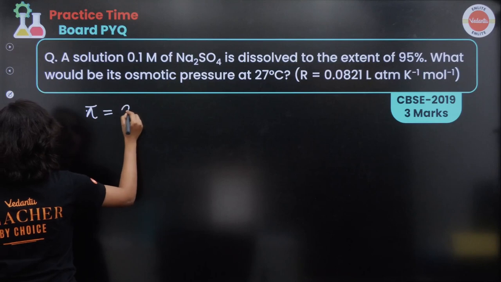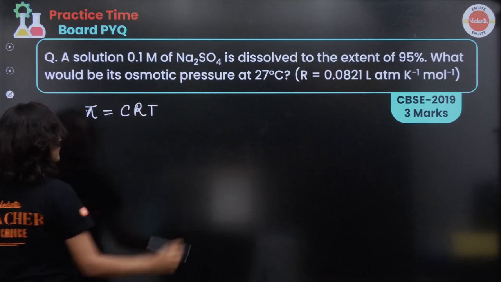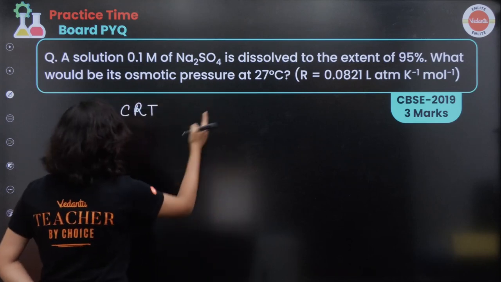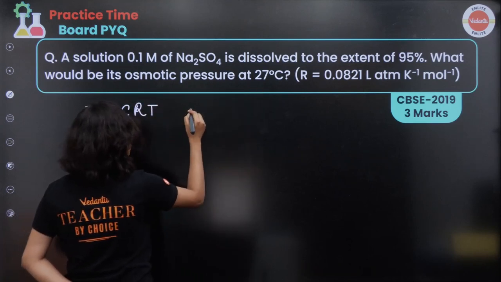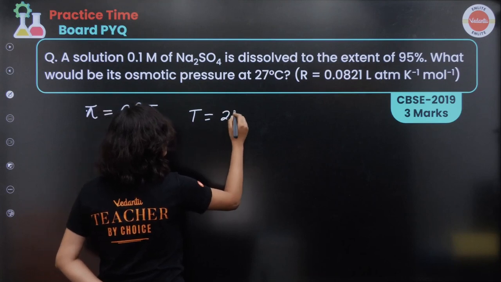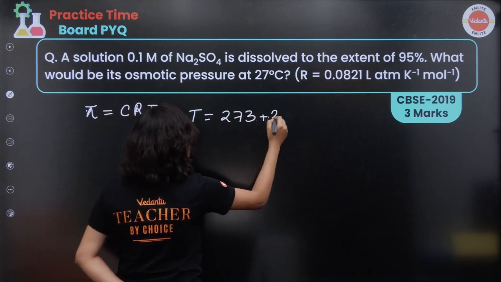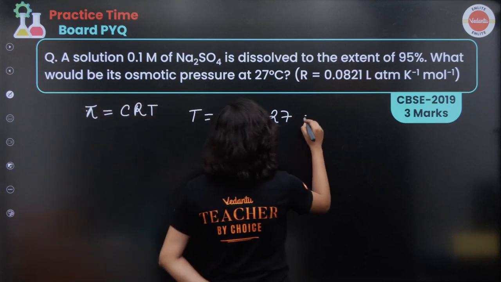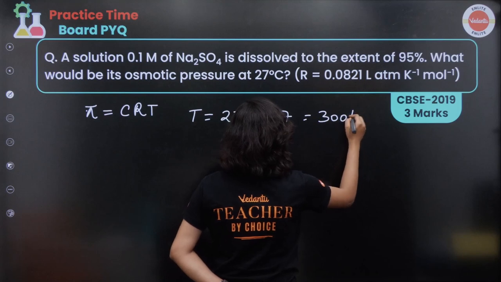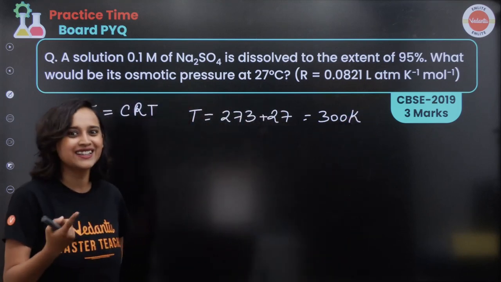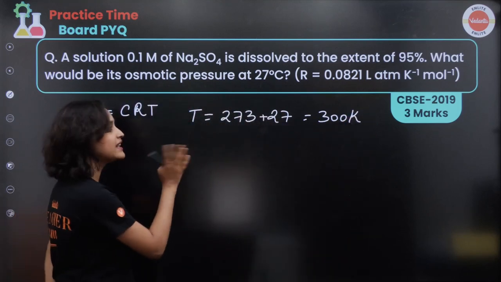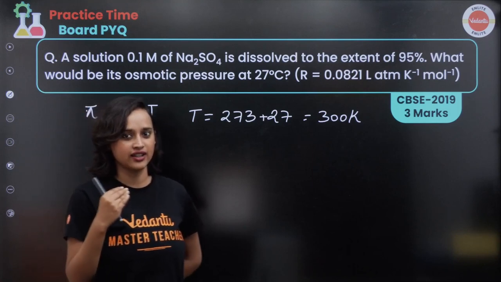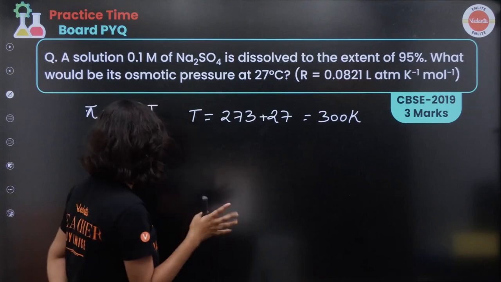Osmotic pressure is equal to pi and pi is equal to CRT. Now, what do we do? Acha, temperature. Temperature is given 27 degrees Celsius. So let's do this first. T is equal to 273 plus 27, right? Yes. Which will be equal to 300 Kelvin. See, this much arithmetic. Simple arithmetic, I know.